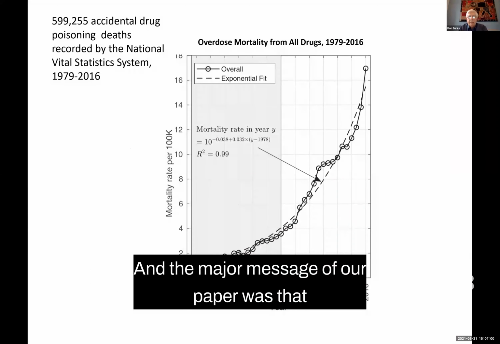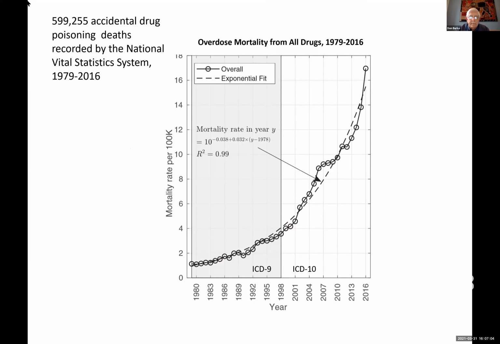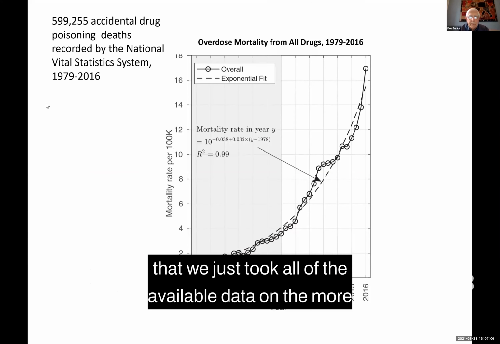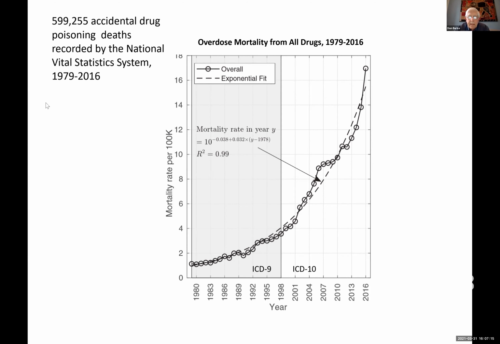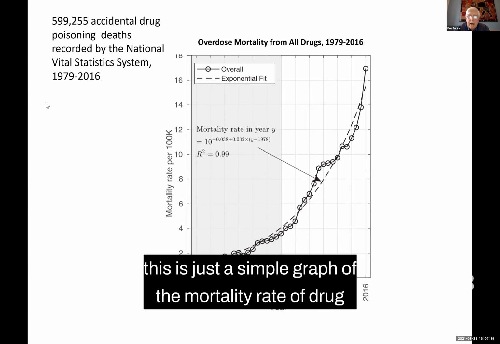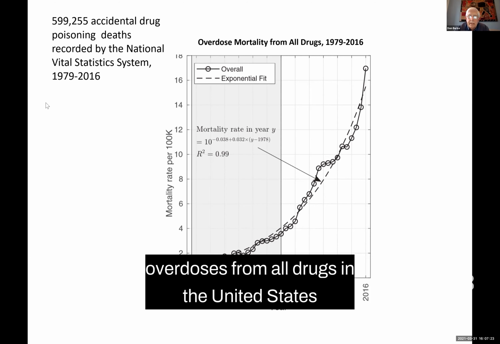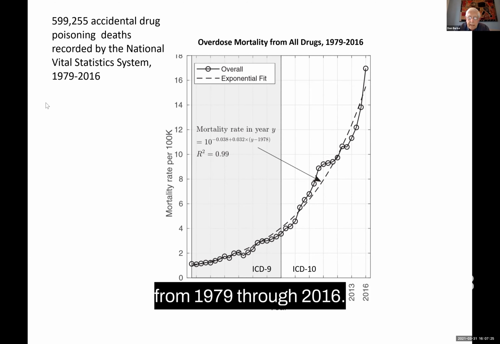And the major message of our paper was that we just took all of the available data on the more than 500,000 deaths and put them all into an analytic system. This is just a simple graph of the mortality rate of drug overdoses from all drugs in the United States from 1979 through 2016, the available data at the time.